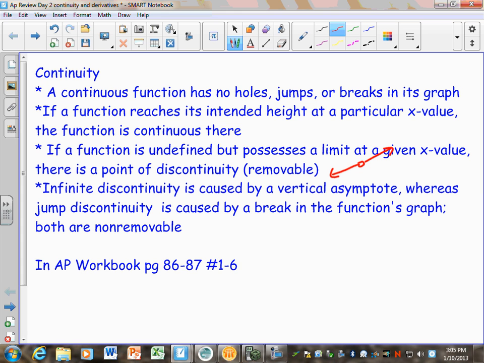Jump discontinuity would be like this. Like if you have this, and then it jumps up here, right? It jumps up. If it's a vertical asymptote, then that's an infinite discontinuity. You don't really need to know all those, but you probably should know the difference between removable and non-removable.